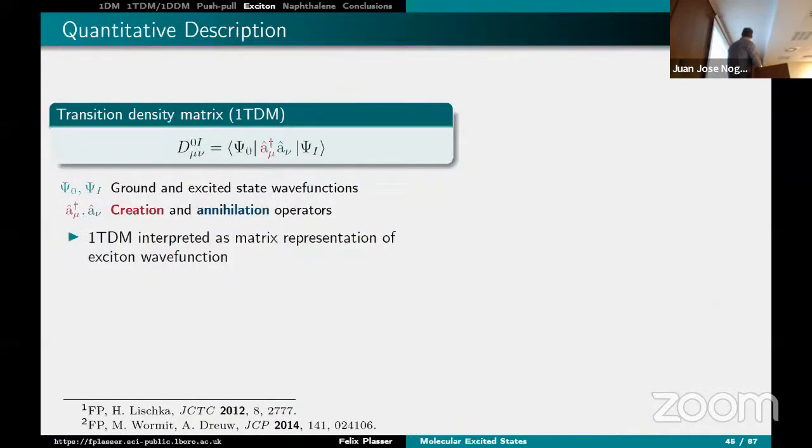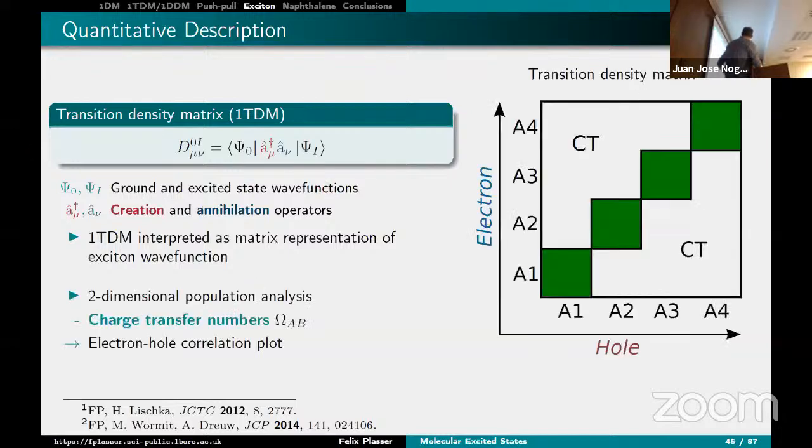So we just talked about this, of course. The solution is the transition density matrix, where this transition density matrix is interpreted as a matrix representation of the exciton wavefunction, and then we can use the charge transfer numbers. This is the same tool that we also used in the last case study to see where it is, and now we're using what's called an electron-hole correlation plot.